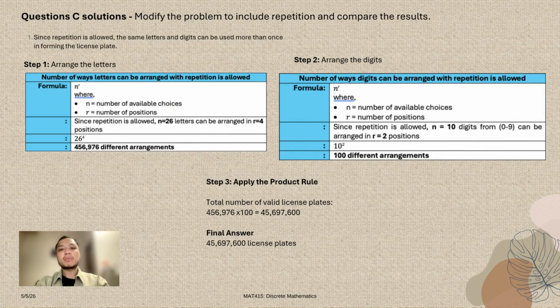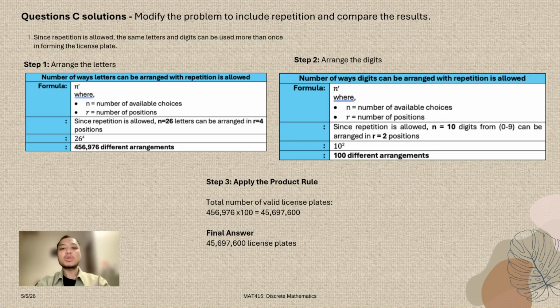Now we move to question C, where repetition is allowed. In this case, the same letter or digit can be used more than once. For example, a plate such as A11 will now be accepted. And this changes the counting method because the number of choices does not decrease after each selection. The formula shown here is n to the power of r. In this formula, n means the number of available choices for each position, and r means the number of positions to be filled. We use this formula when repetition is allowed because every position has the same number of choices.